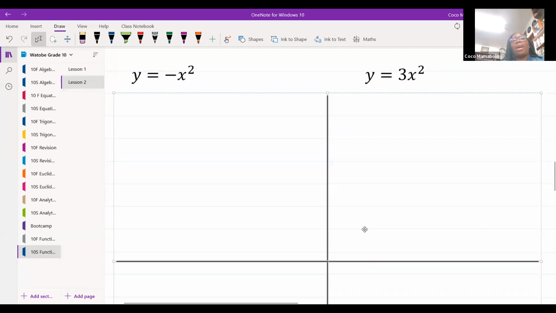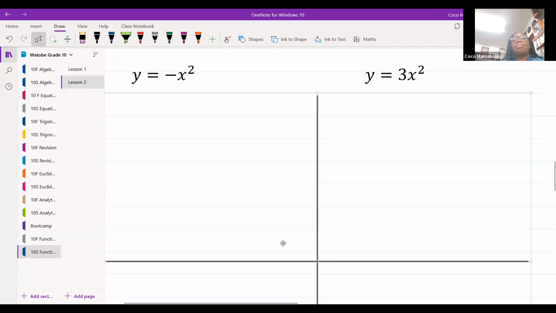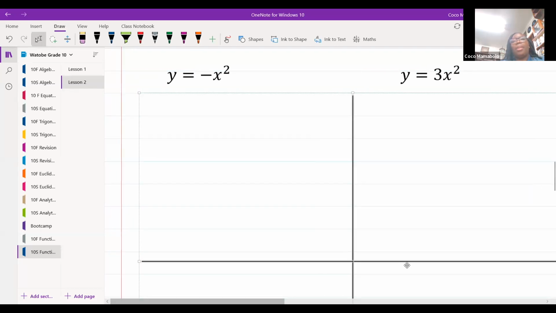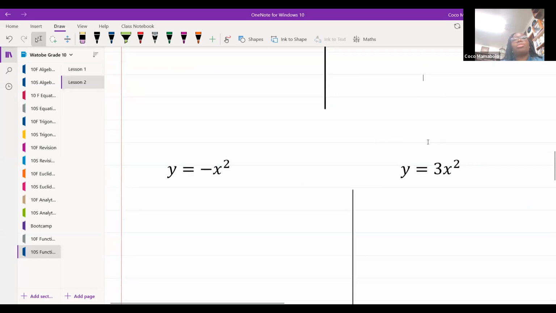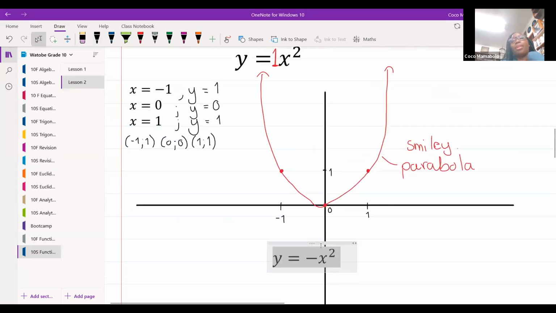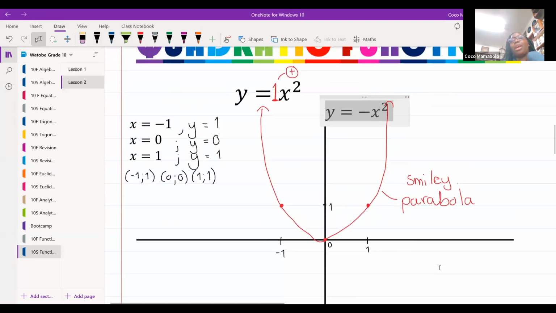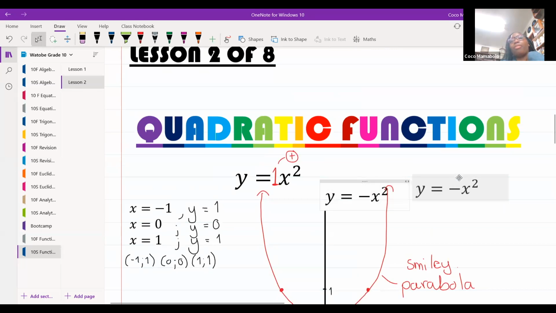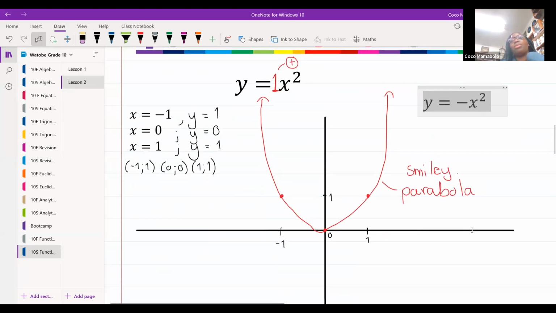Now let's look at what's going to happen if we use the same 3 coordinates, guys. Remember, we're not going to deviate from the 3 points that we've been using because they always help us. Actually, before you screenshot, let's do this. I'm going to move this up here and we're going to compare the two on the same graph. Y is equal to negative x squared.